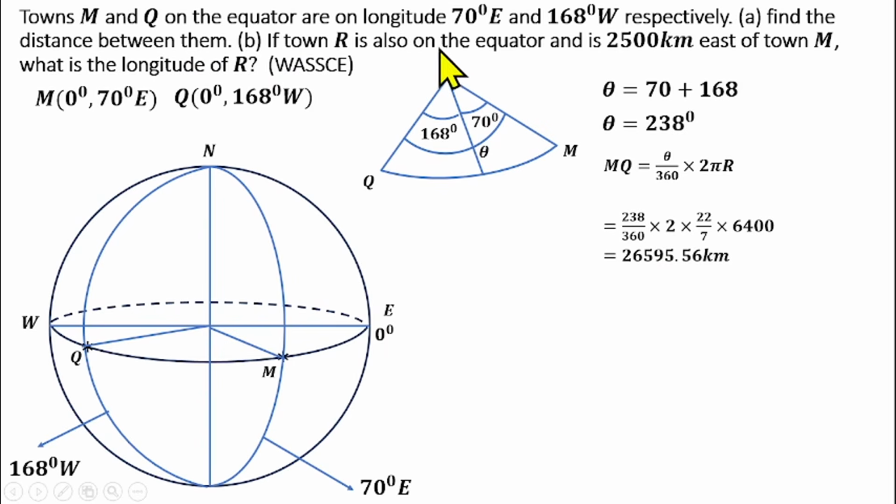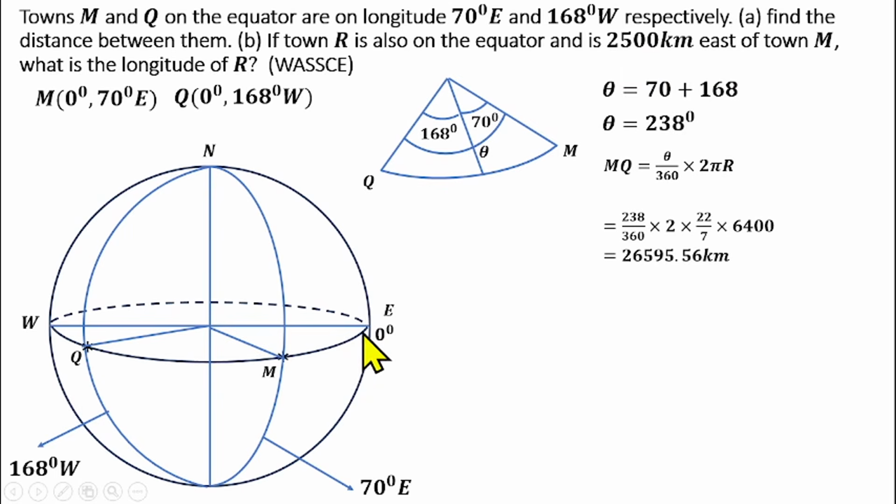Then part B of that question is an indirect question, and let's see how we are going to get that. They said that town R is also on the equator, which means there's another town, a third town now, also on the equator. It is 2,500 kilometers east of town M. So that means there's another town R east of town M.